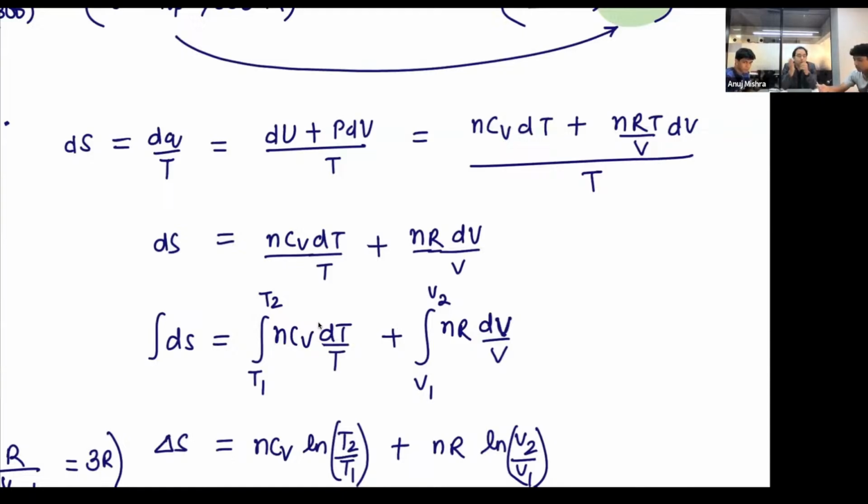If the same thing is isochoric, isochoric means the second term becomes 0. So what is the formula? n Cv ln T2 by T1. Note it down, write it down. In case of isothermal, T2 will be equal to T1, so the first term becomes 0. The formula for delta S in isothermal is nR ln V2 by V1. In isochoric, volume is not changing.